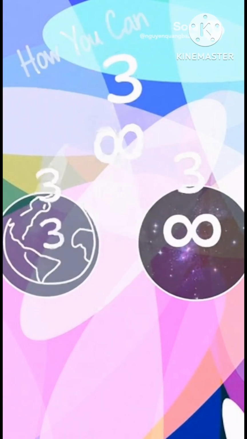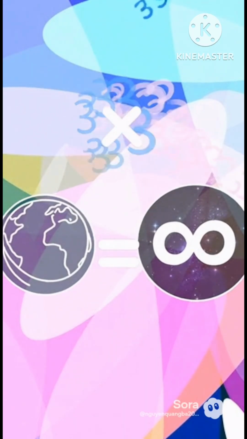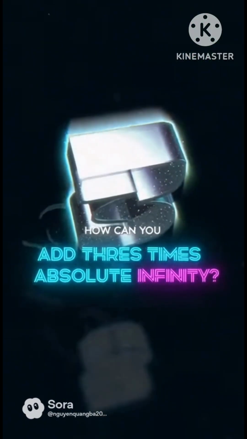How can you do 3 times infinity? Start with 3 of anything. 3 planets, 3 pizzas, 3 of you. Now aim it at infinity. You might expect some giant number, but infinity doesn't. How can you add 3 times absolute infinity?